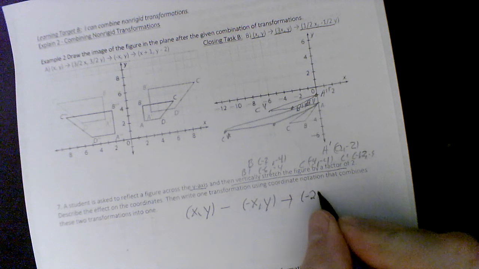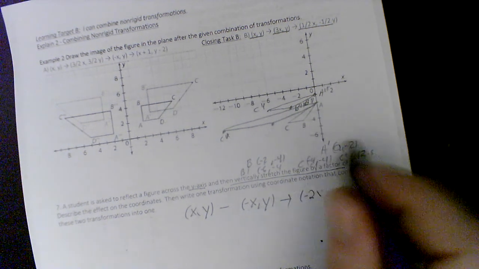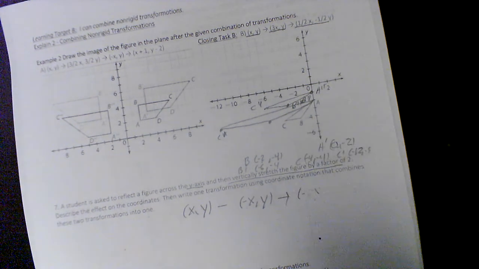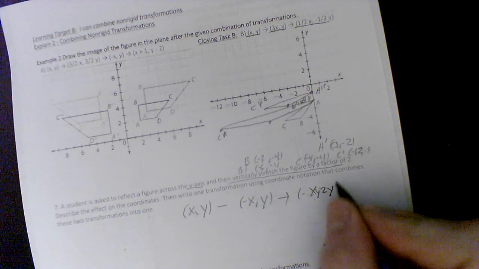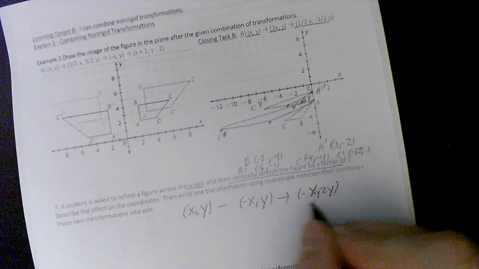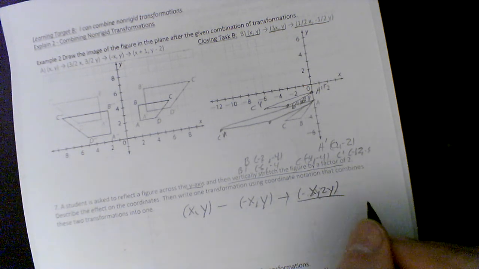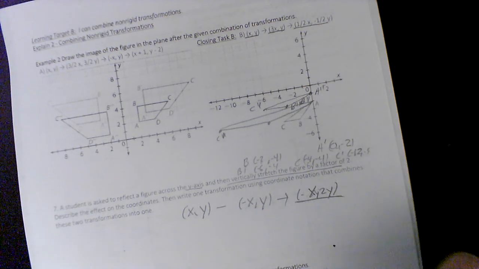It's going to be negative 2x. Oh, vertically stretch. So I just stretched it horizontally. I need to only vertically stretch it. So negative x and 2y. And honestly, that would get you your final even without. So we've written those 2 transformations as one. Let's come down here and do a couple here.